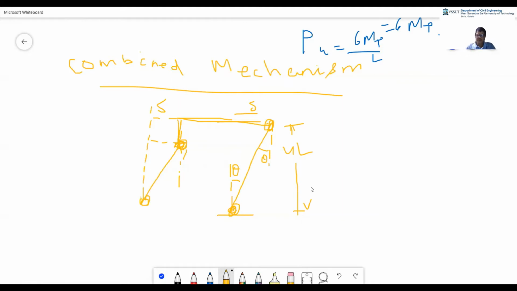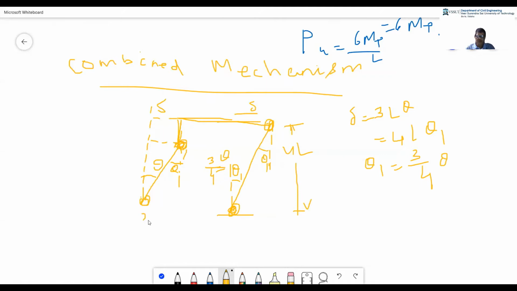Now what will the value be? Or you can take this value theta as you like. Suppose here this is taken as theta. So if this is theta, and this is theta 1, theta 1. Now delta is equal to 3l theta. That is equal to 4l theta 1. What is theta 1? Theta 1 is equal to 3 by 4 theta. So this angle will be 3 by 4 theta.